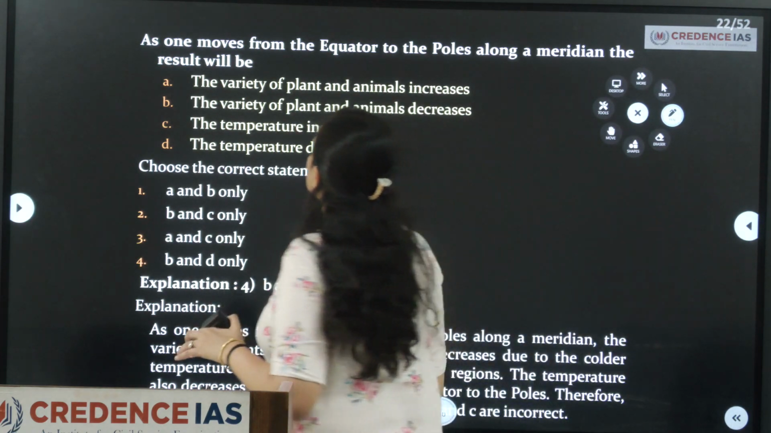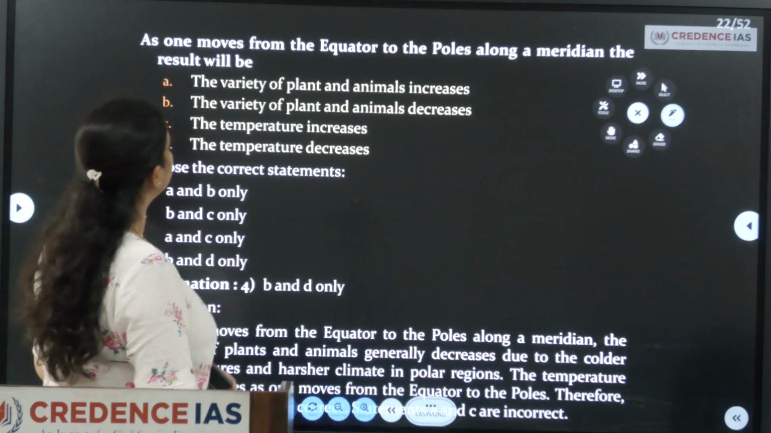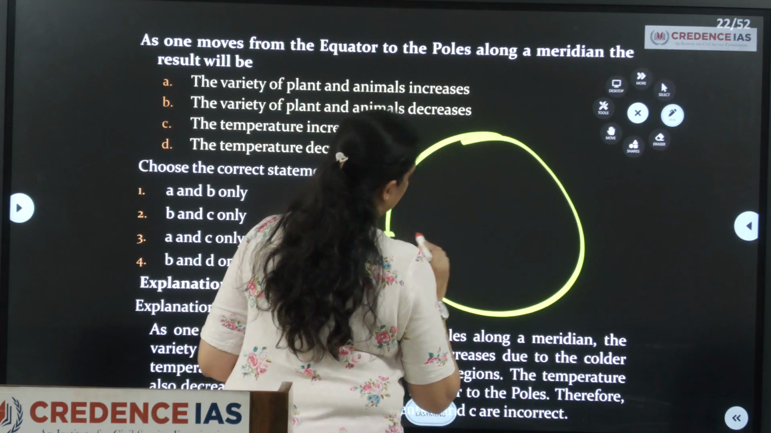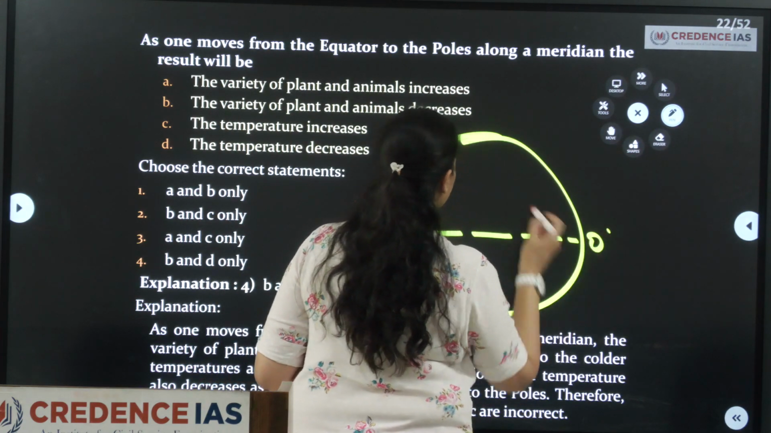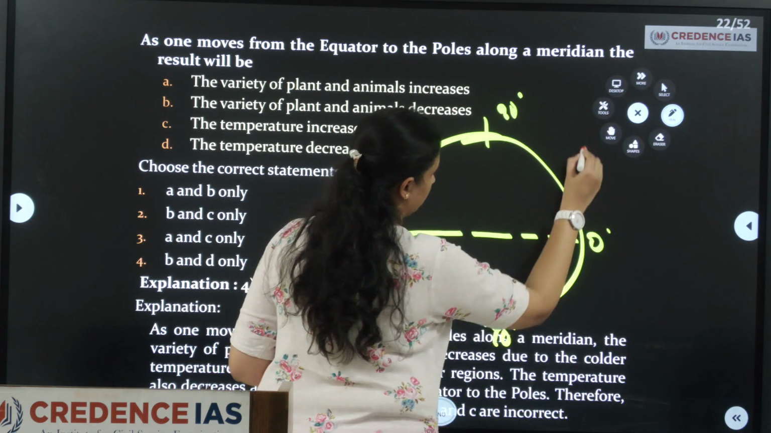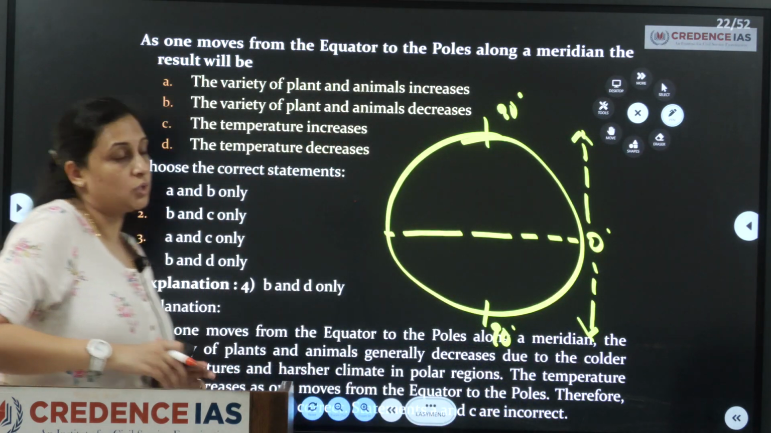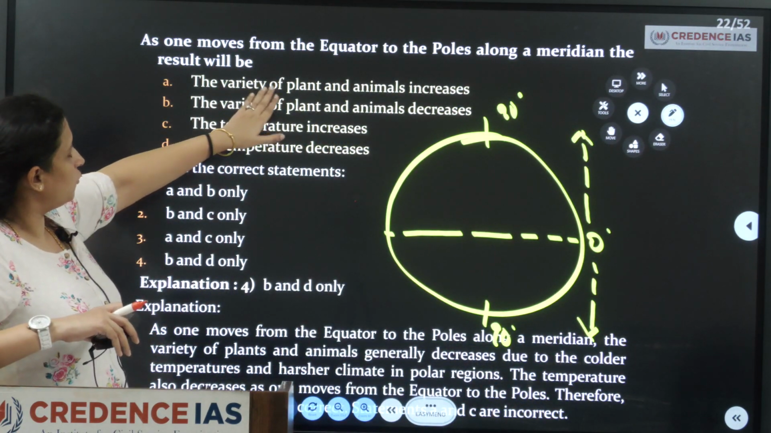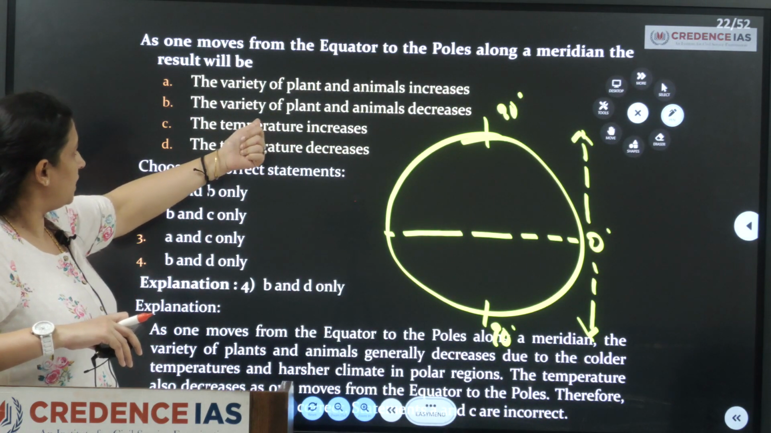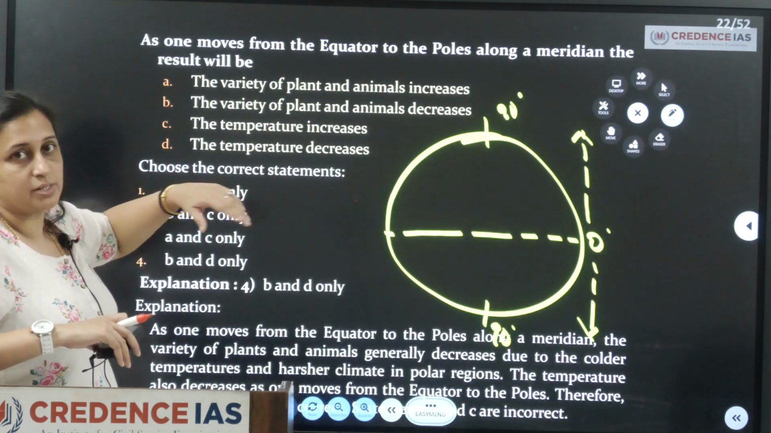Okay. As one moves from the equator to the poles along a meridian, what will be the result? If one moves from the equator towards the poles, what will happen? The variety of plants and animals increases. The variety of plants and animals decreases. The temperature increases. The temperature decreases.